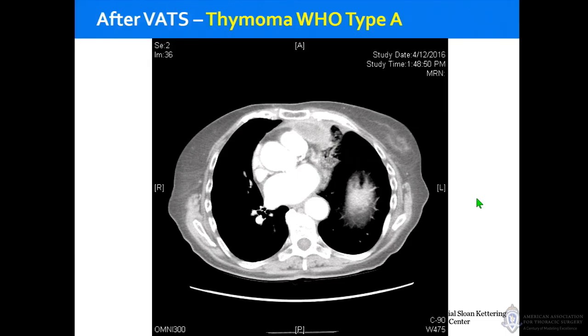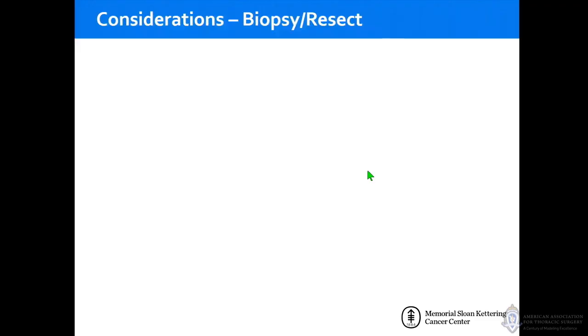Pleural recurrence is probably the most likely place for these tumors to recur, and now this patient has had tumor spread throughout her pleural space in the course of this VATS.